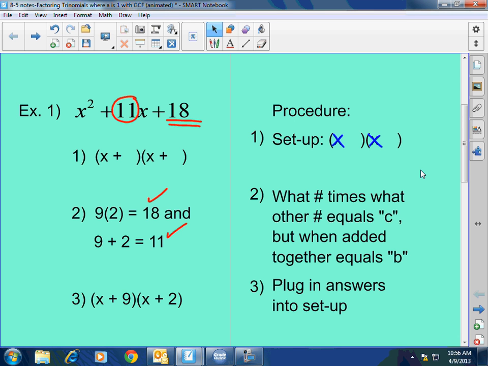Literally. You have factored the easiest type of trinomial. But still, you have factored a trinomial. Literally, guys, that's it. Put your setup. What times what equals C, but when added together equals B. And then plug in those answers into your setup, and you're done.